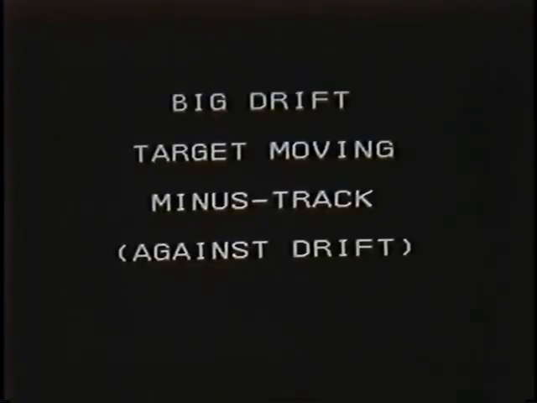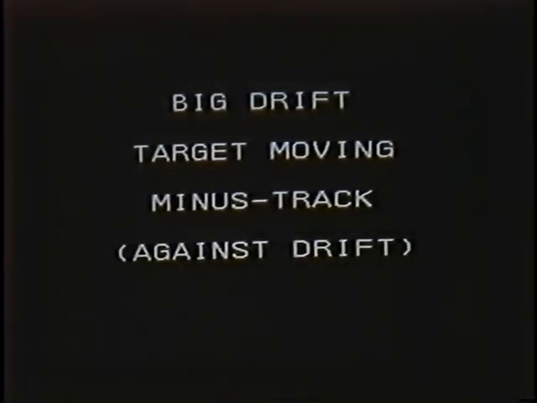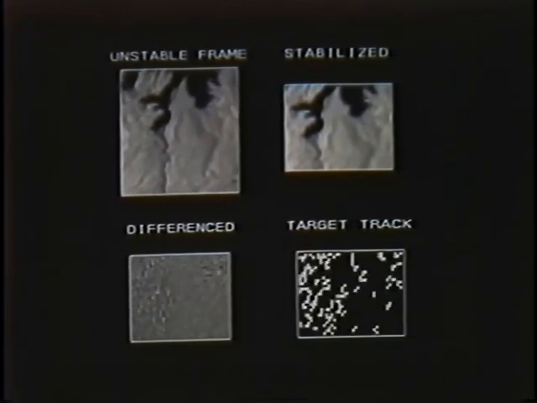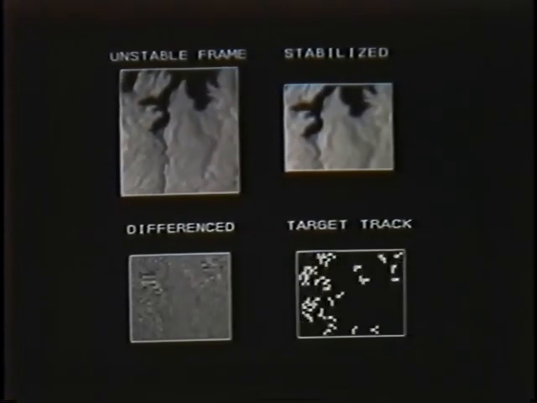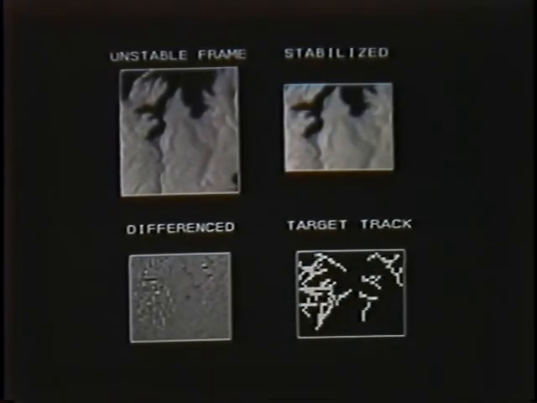Case 3 is another example of big drift, but with the target moving in the opposite direction. This type of target movement is called minus track. The target is moving in the opposite direction from which the sensor is drifting. The next sequence, again big drift, is an example of where the target is moving perpendicular to the direction of the drift. This type of target motion is called cross-track.